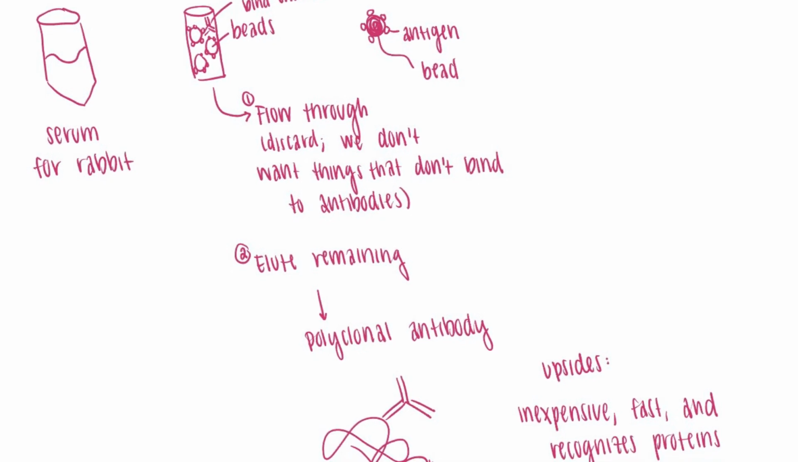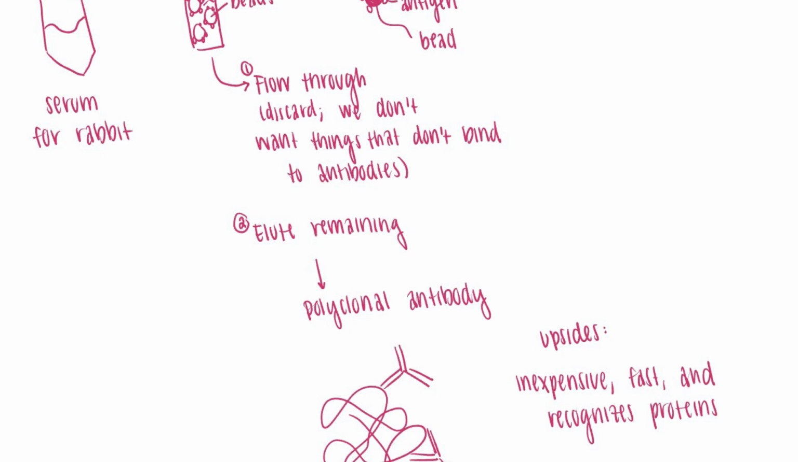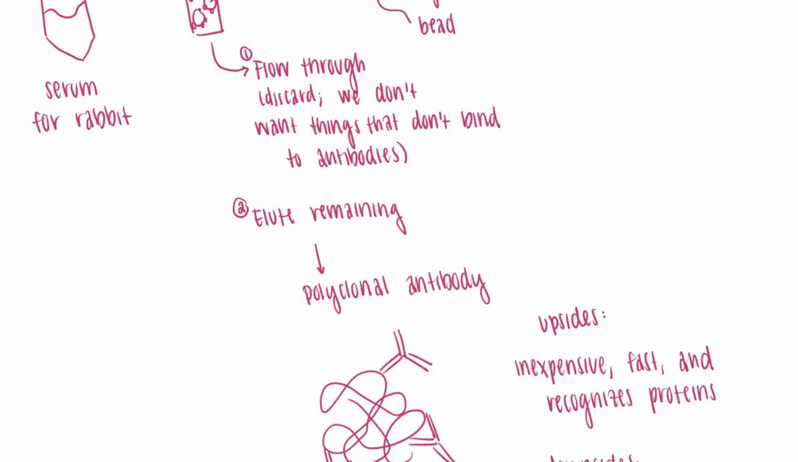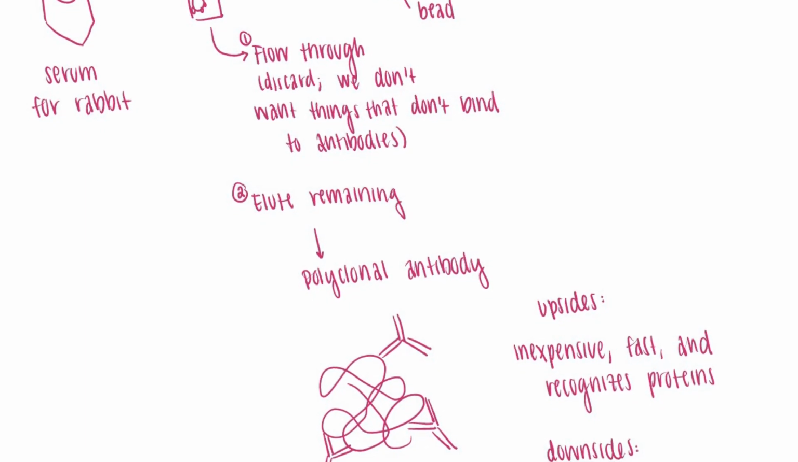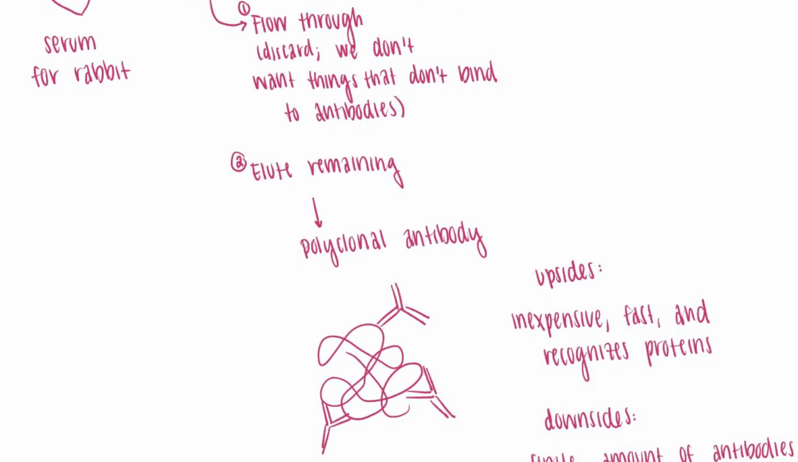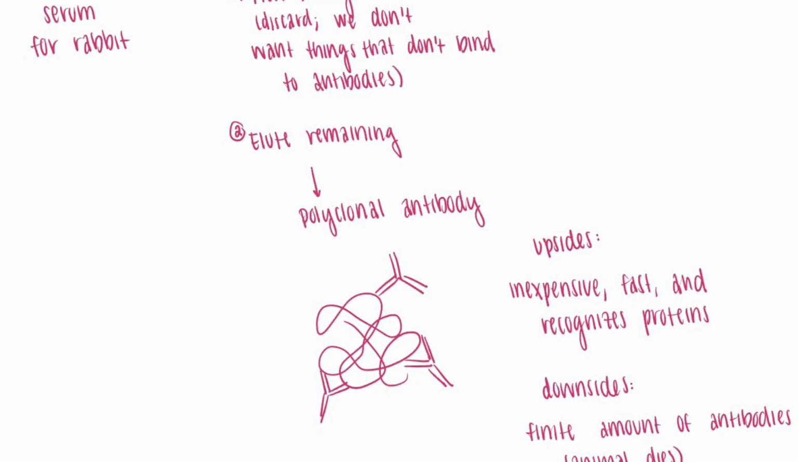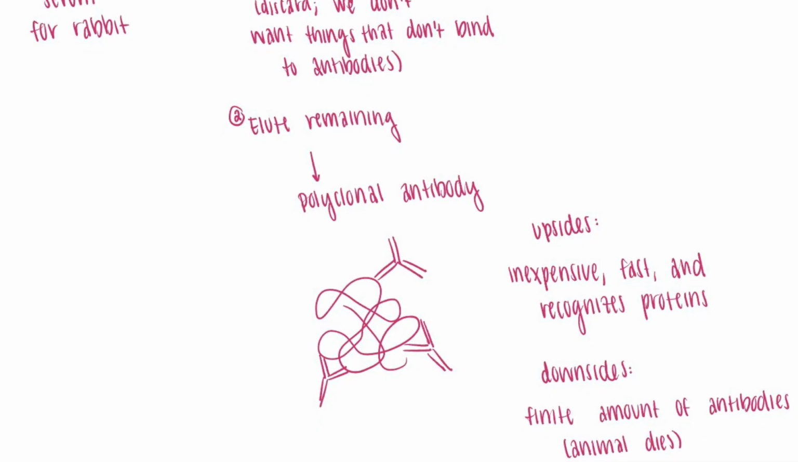You then need to elute the specific antibody through using a column. This involves the use of beads coated with your antigen. After putting the serum on top of your beads, discard the flow-through as these are not your antibodies of interest. Elute the antibodies of interest using a different salt concentration.